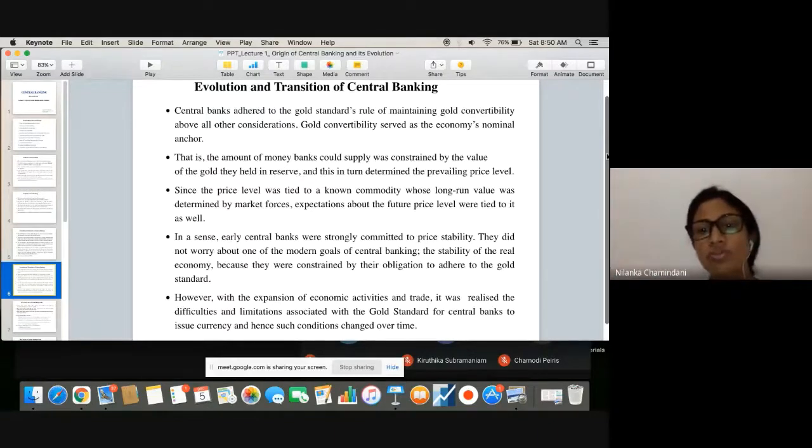Expectations about the future prices were tied to it as well. What are expectations about the future prices? It is another thing that impacts the price level. How? At the time that we heard about the coronavirus, people thought that we were going to be locked down, so there could be some issues, or some shortages of goods and services. So they all ran to panic buying. We saw that, it was called panic buying.